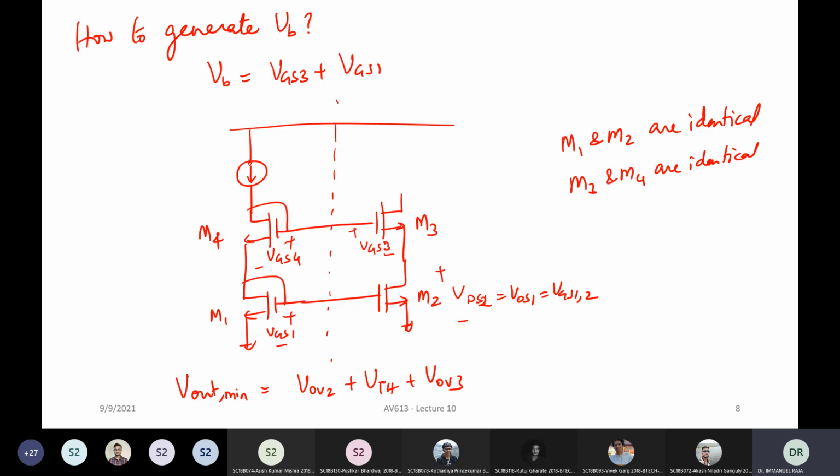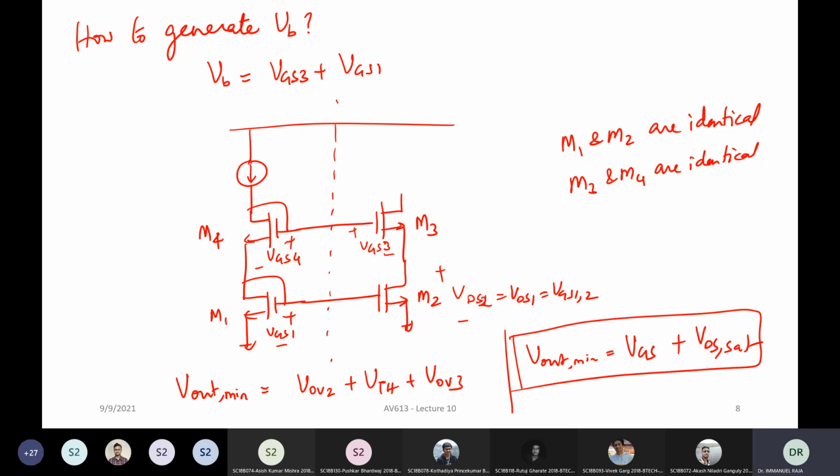Like if this is in terms of hand calculation, right? In modern way, you can basically say that you need to have a VGS plus a VD SAT. If you are doing simulations, it has to be at least VGS plus VD SAT. Right. Now, how to get rid of this threshold voltage term, or rather, how to bring this Vout min to just 2 VD SAT? That is going to be the thing.